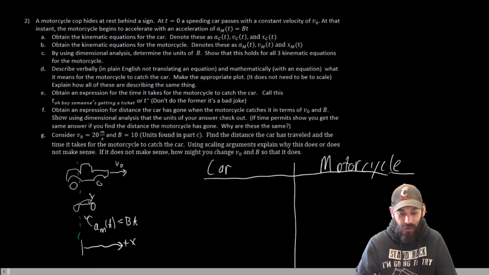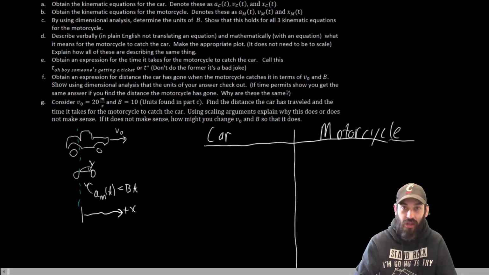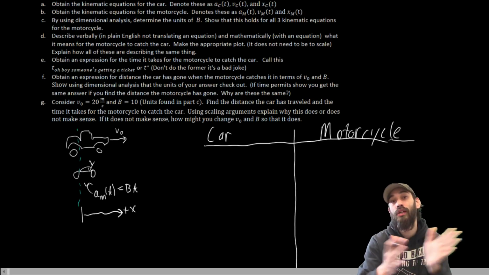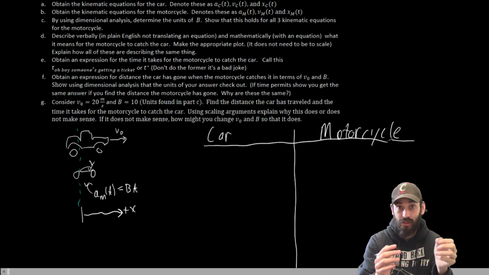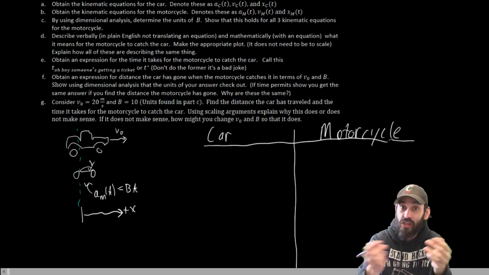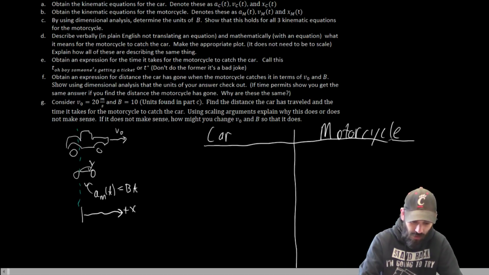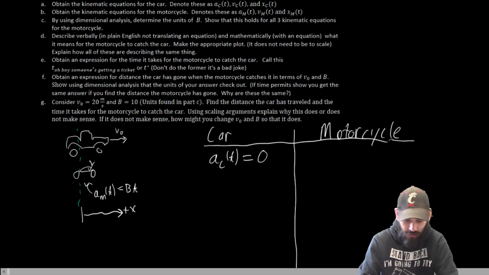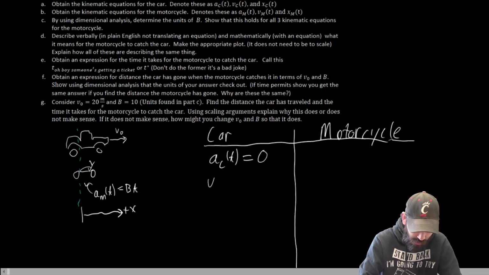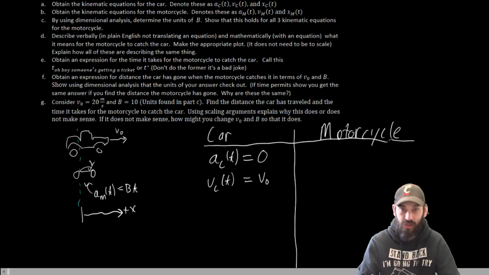This is pretty straightforward because the car is going at some constant velocity, and so we know that if the velocity is constant, it's not changing. And changing velocity is what acceleration is ultimately related to. So we know that the acceleration for the car, and I like to write these as generally as possible, the acceleration of the car as a function of time is equal to 0. Now, the velocity as a function of time for the car is just going to be a constant. So this is going to be v0.